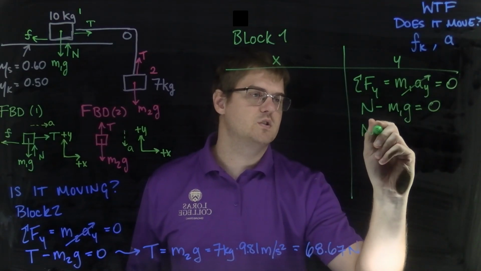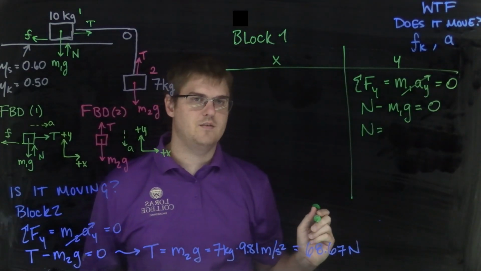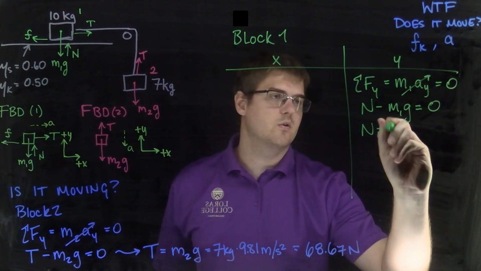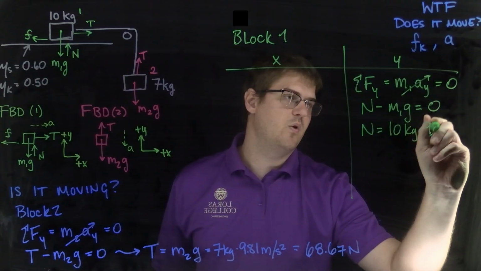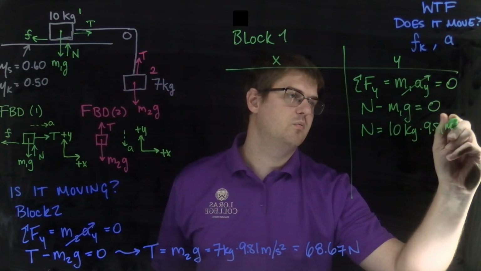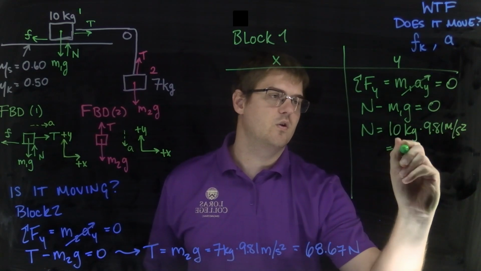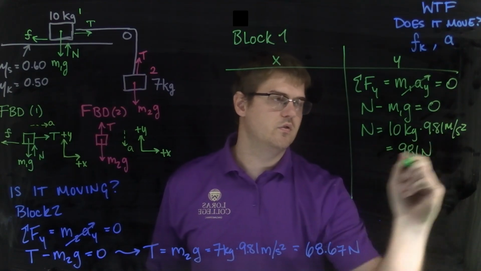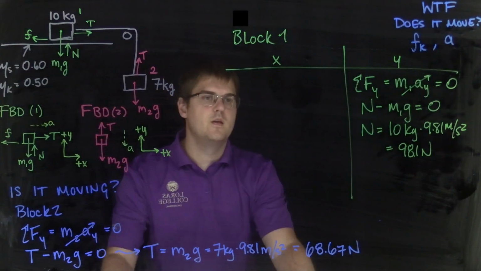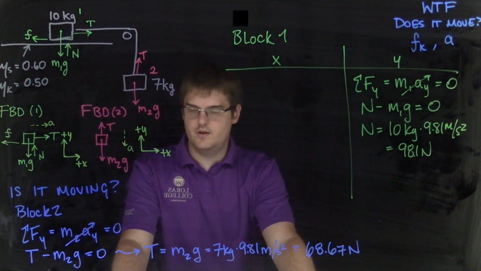My normal force is going to be equal to the mass of block 1, which is 10 kilograms, times 9.81 meters per second squared. It's going to be 98.1 newtons. That is my normal force.